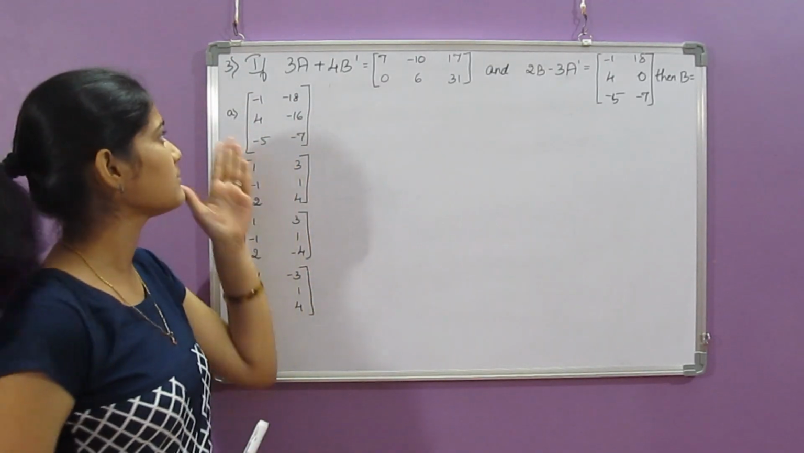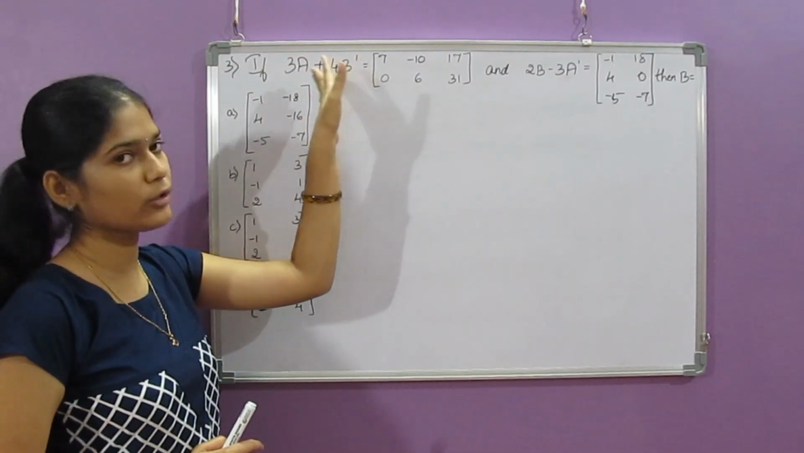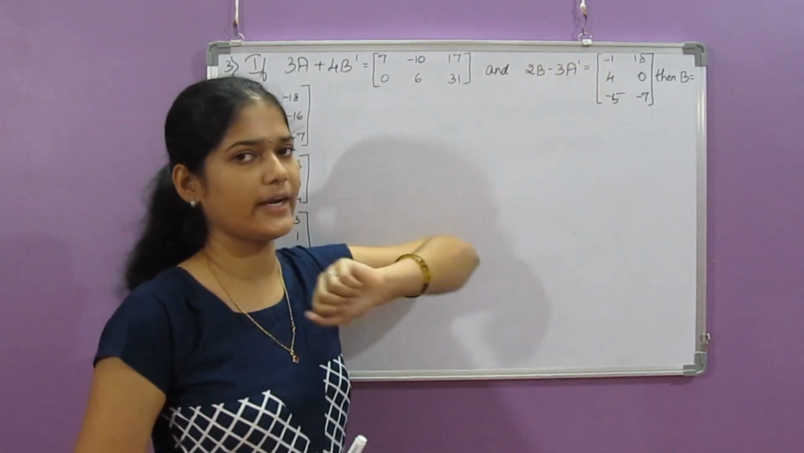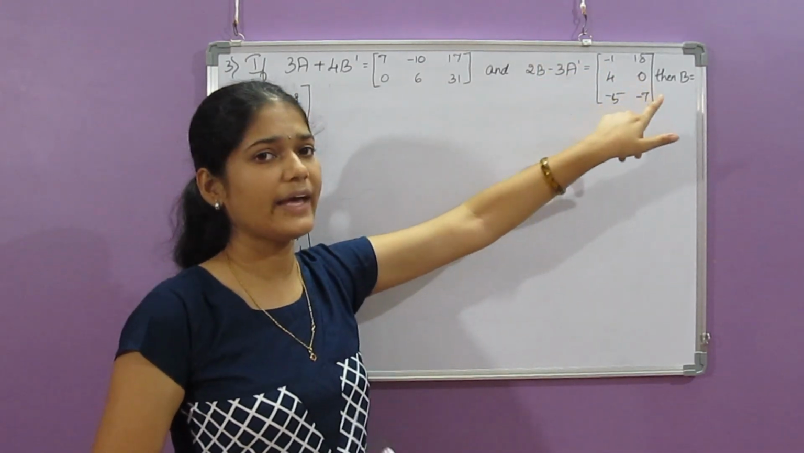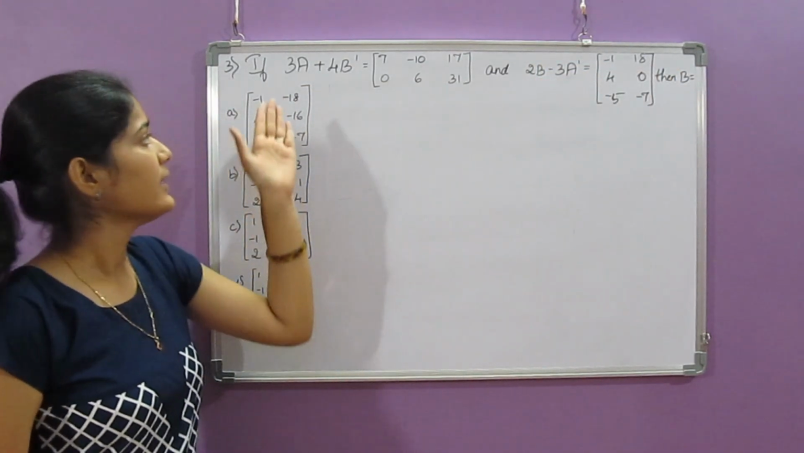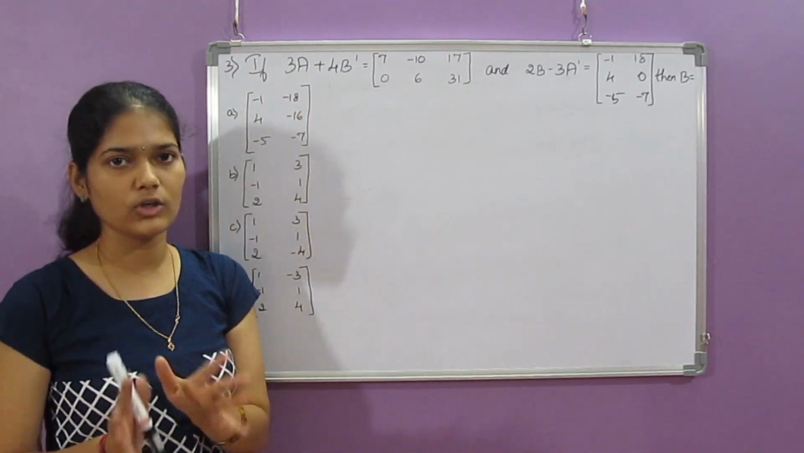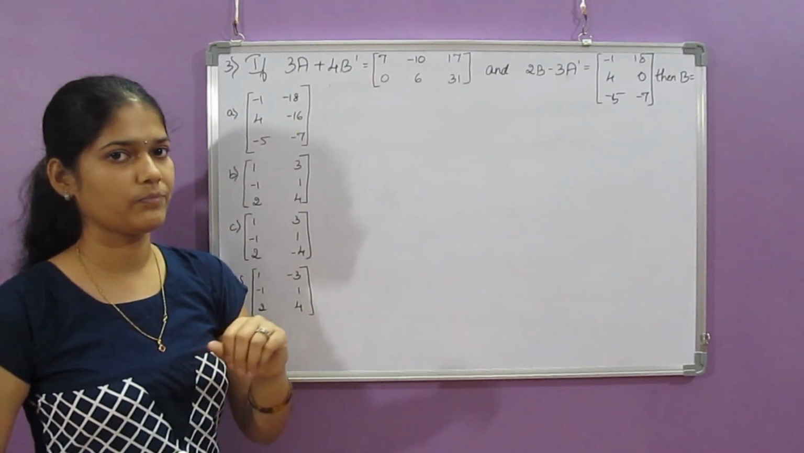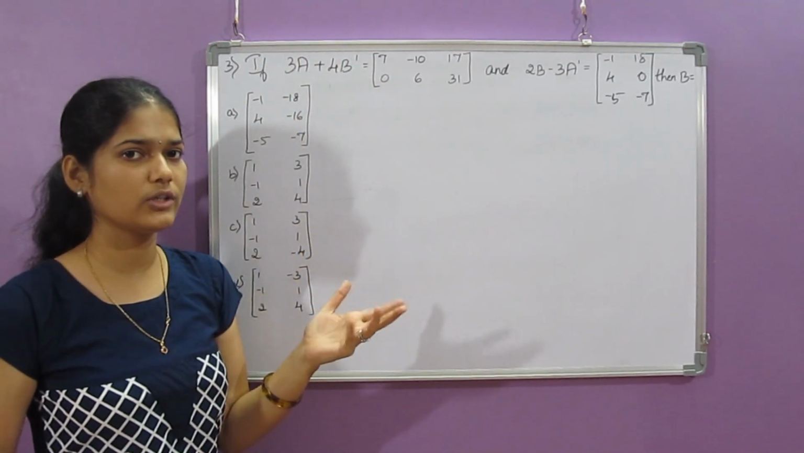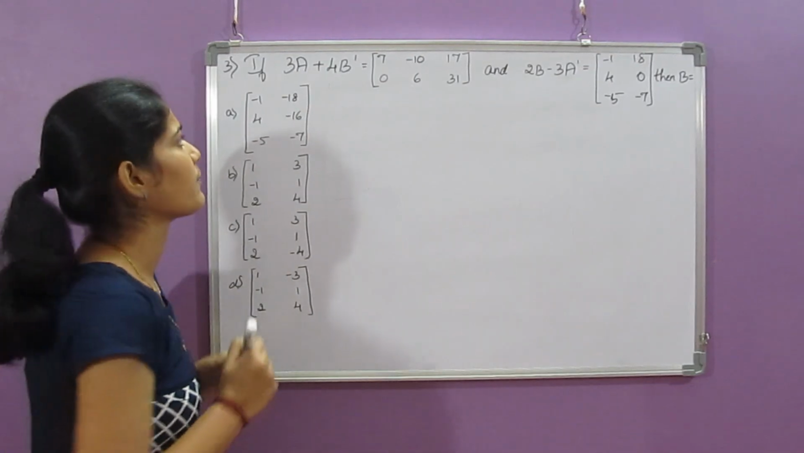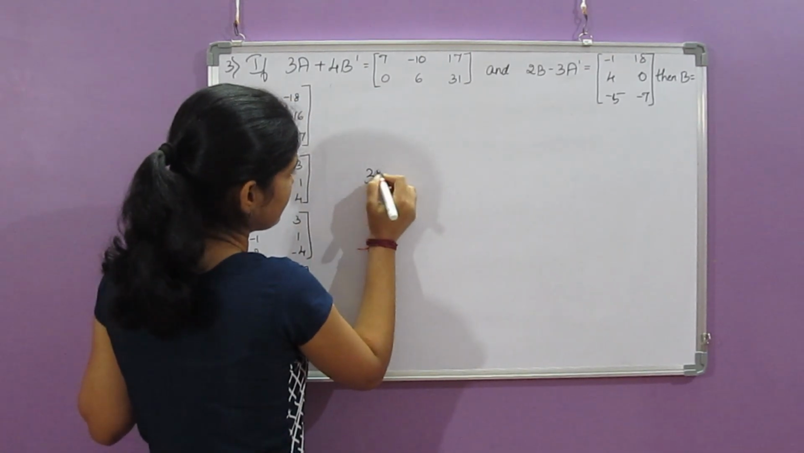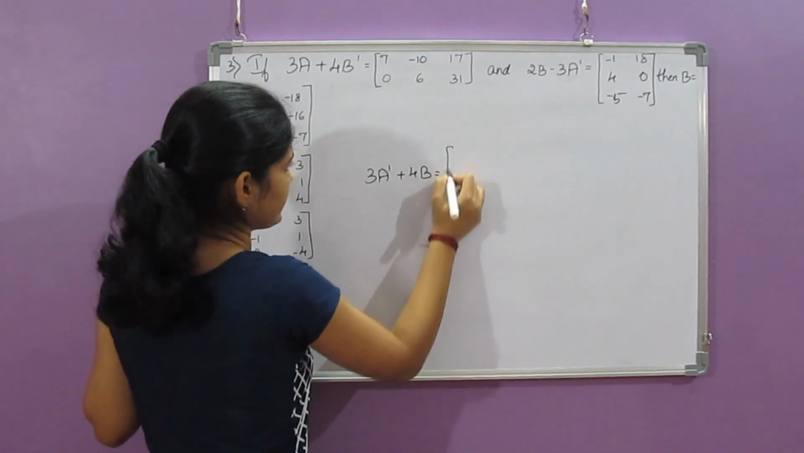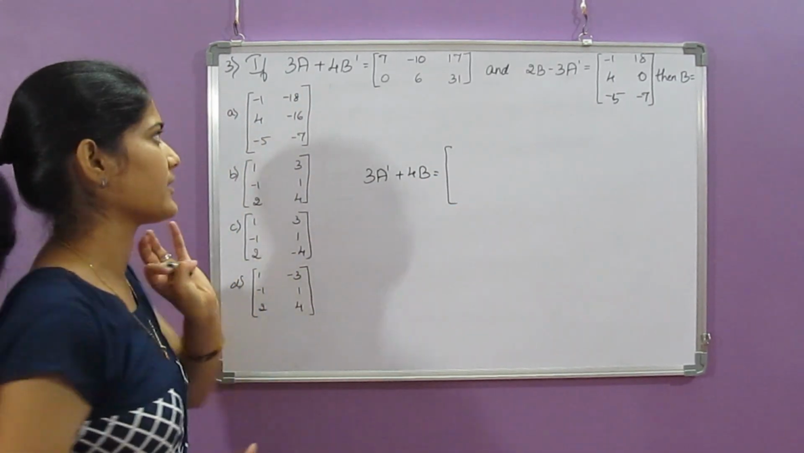In this problem, they have given 3A plus 4B dash is equal to this matrix and 2B minus 3A dash is equal to this matrix. Then we have to find B. Here B dash means, we know that it is transpose. But we have to convert this into B. For that, what we have to do? Just take the transpose, right? Then it will be 3A transpose plus 4B is equal to transpose of this matrix.